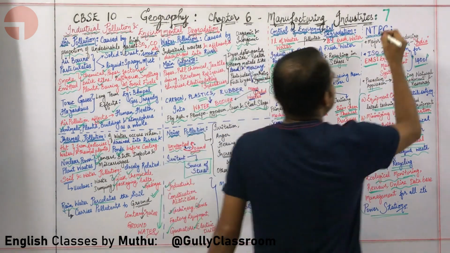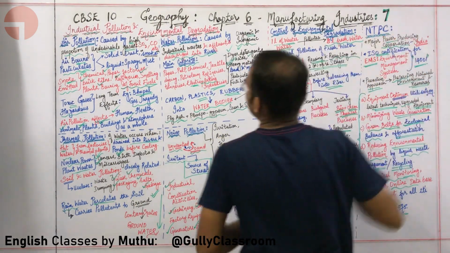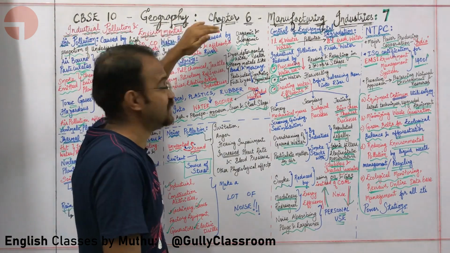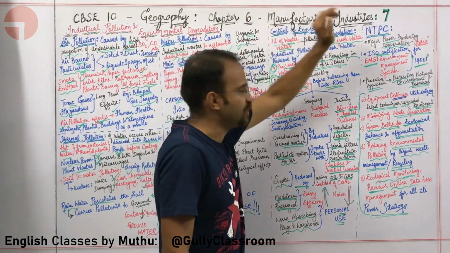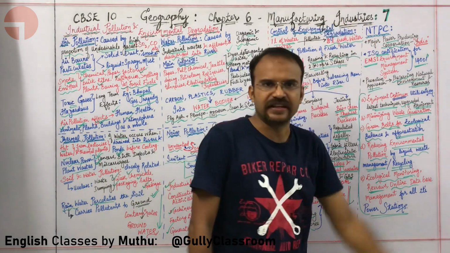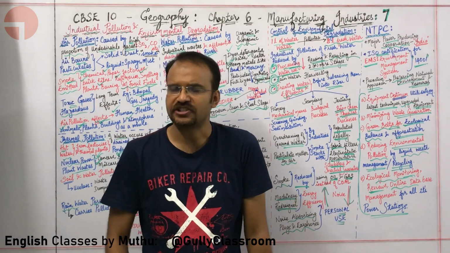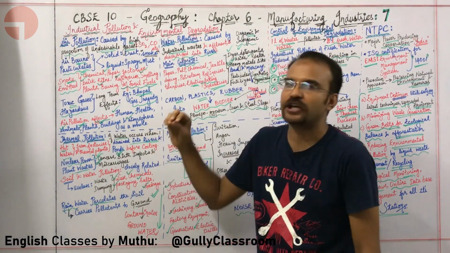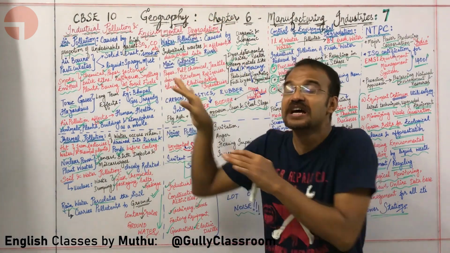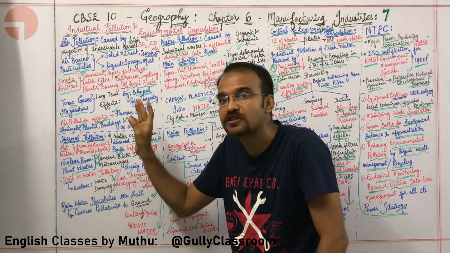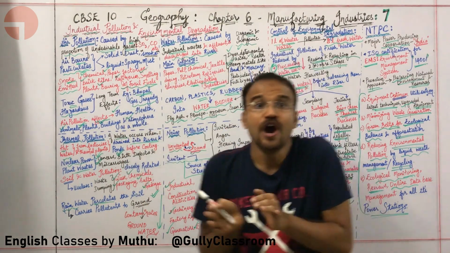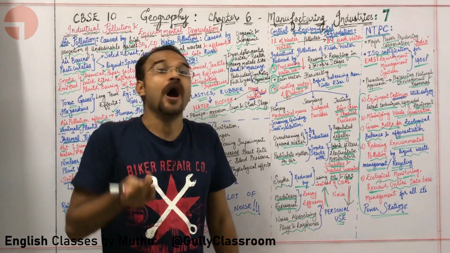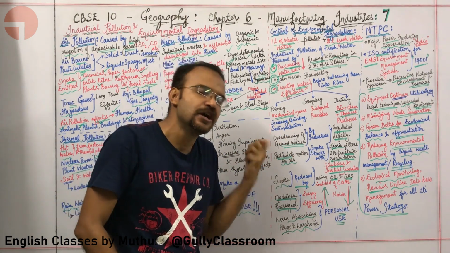This is the 7th lecture in manufacturing industries in CBSE 10th standard geography chapter 6, Manufacturing Industries. In this lecture, we are going to study the different types of pollution that are caused by the manufacturing industries, and how we are going to control this pollution.